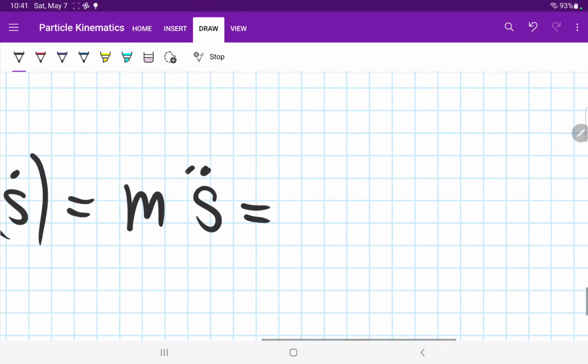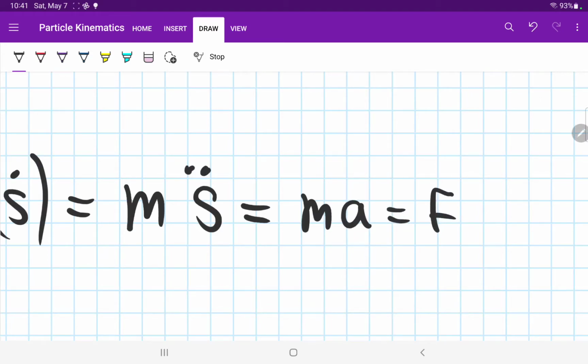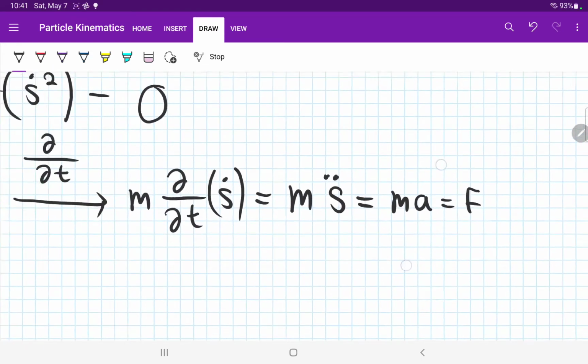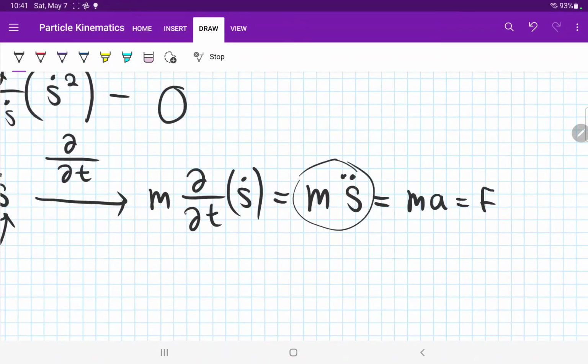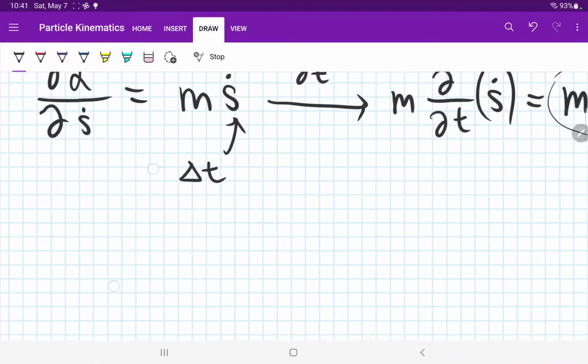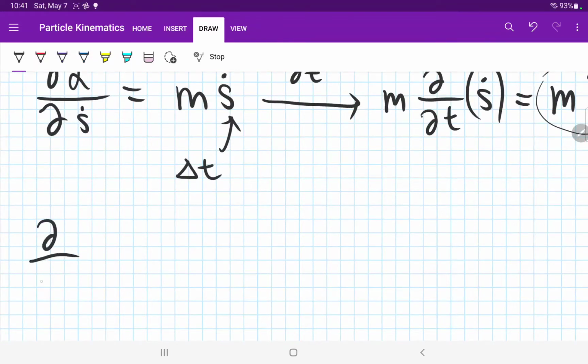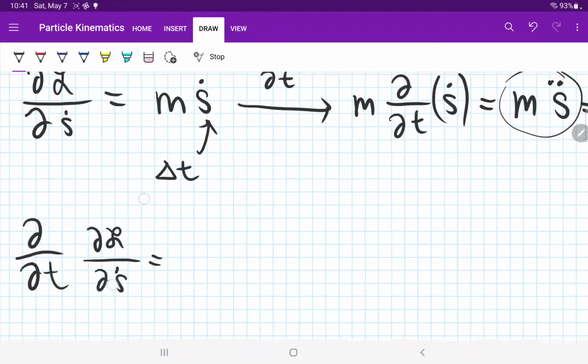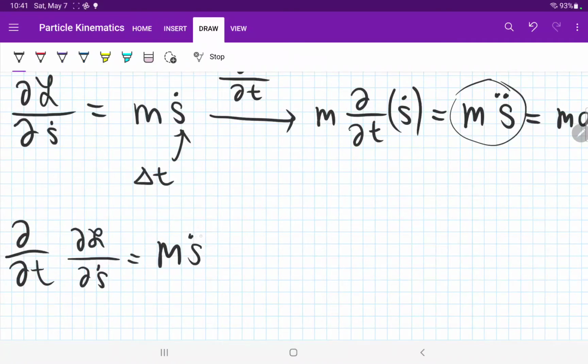And for a second, you see that this is the same thing as m times what? Well, s is the change in position, so its derivative is velocity, and then velocity's derivative is acceleration, so this is ma, which is equal to force. So good, we see something familiar, but for now, we're just going to leave it right here. This is what we want mainly. So I found one side of the equation. I found d/dt of d Lagrangian/ds dot, and that is equal to m s double dot.